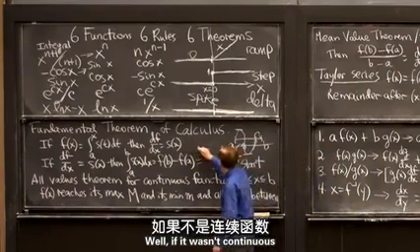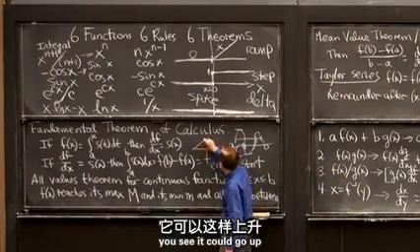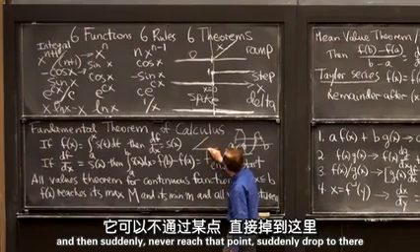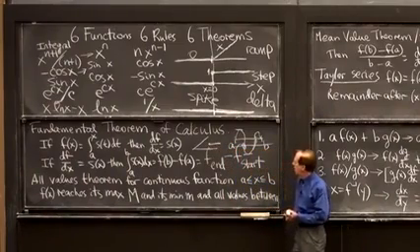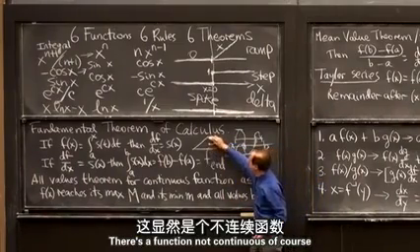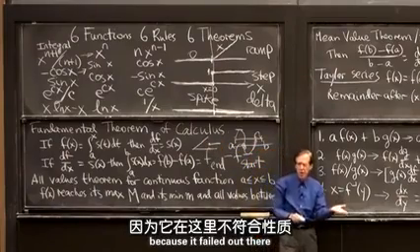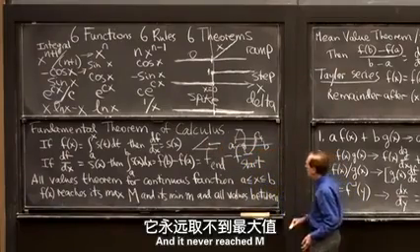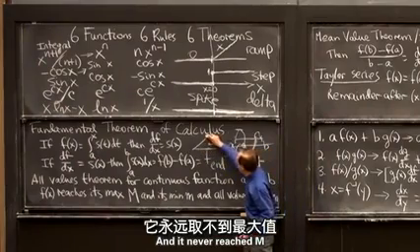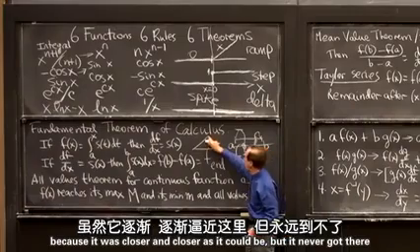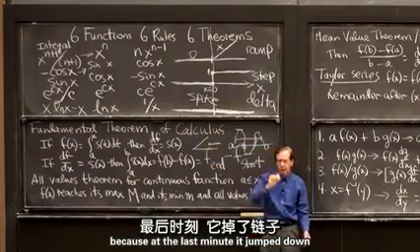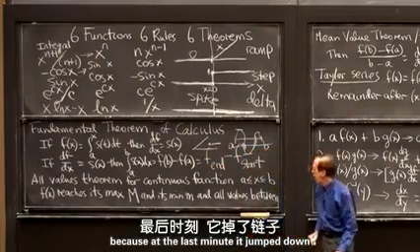Where if it wasn't continuous, you see, it could go up and then suddenly never reach that point, suddenly drop to there. There's a function not continuous, of course, because it fell down there. And it never reached M because it was as close as it could be, but it never got there because at the last minute it jumped down.